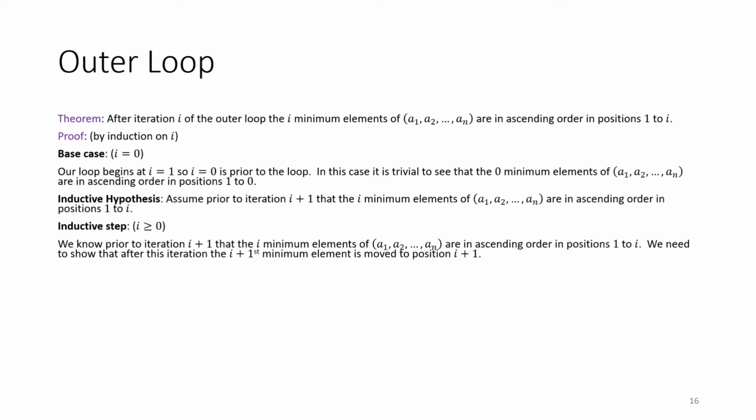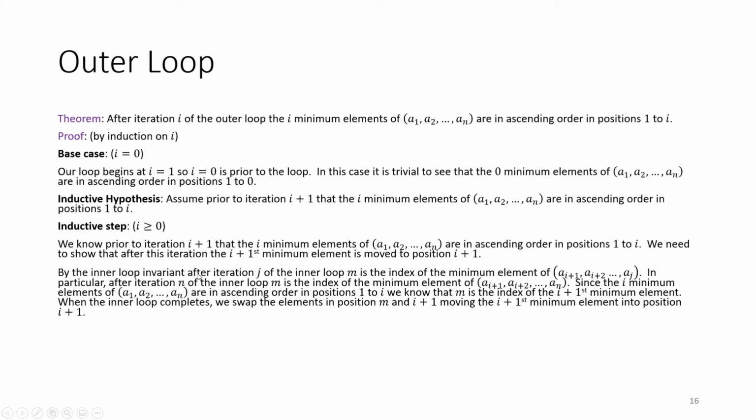So the first thing we'll notice, and that might be relevant, is that since the I minimum elements are already in the right position, the I plus first one can only be in position I plus 1 up to n. And that's important because that's where our inner loop is going to do our searching.